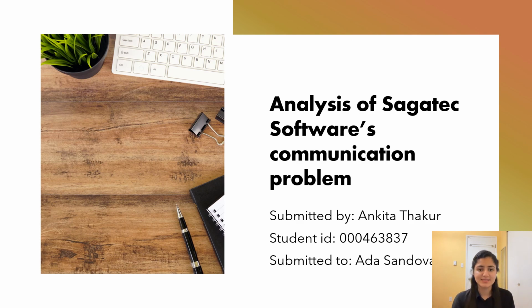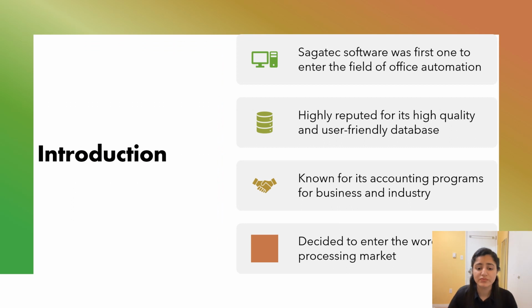So, let's get started. Sagatec Software was highly reputed for its high quality and user friendly database. It was a software development company, and Sagatec Software was the first one to enter into the field of office automation. So, what is office automation? Office automation is when we manage and keep or we share the information, and later on, that information is used for carrying out the manual tasks.